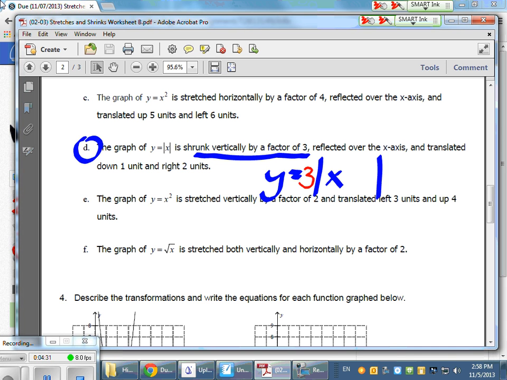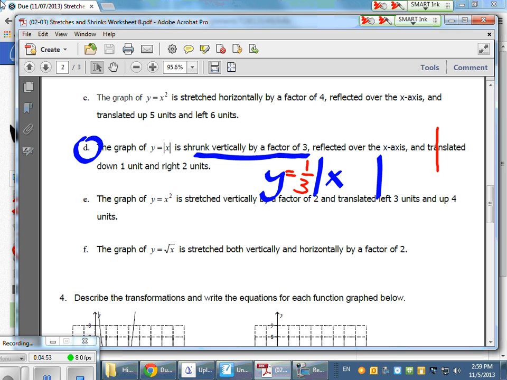But wait a minute. If I shrink it vertically by a factor of 3, then shrinking by a factor of 3 would really mean I'd need to do 1/3 in the front. Then reflected over the x-axis. Okay, reflected over the x-axis.